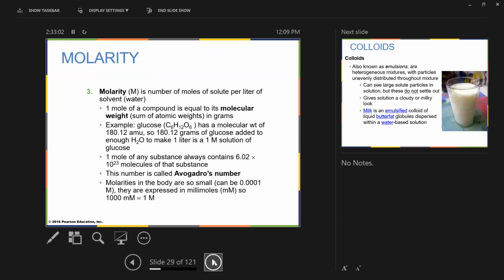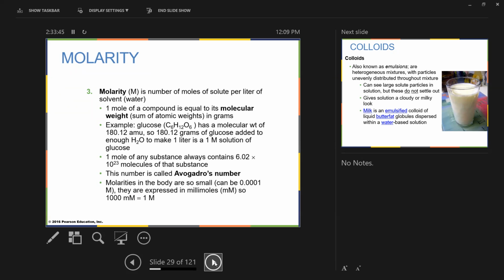The third term that we use in solutions is called molarity. It deals with moles, and we're not talking about those little animals that crawl through our gardens. A mole is definitely a chemistry term. Molarity is the number of moles of solute per liter of solvent. And there's one good reason that I talk about this. A mole of any molecule, of any compound, is the molecular weight of that particular molecule expressed in grams.